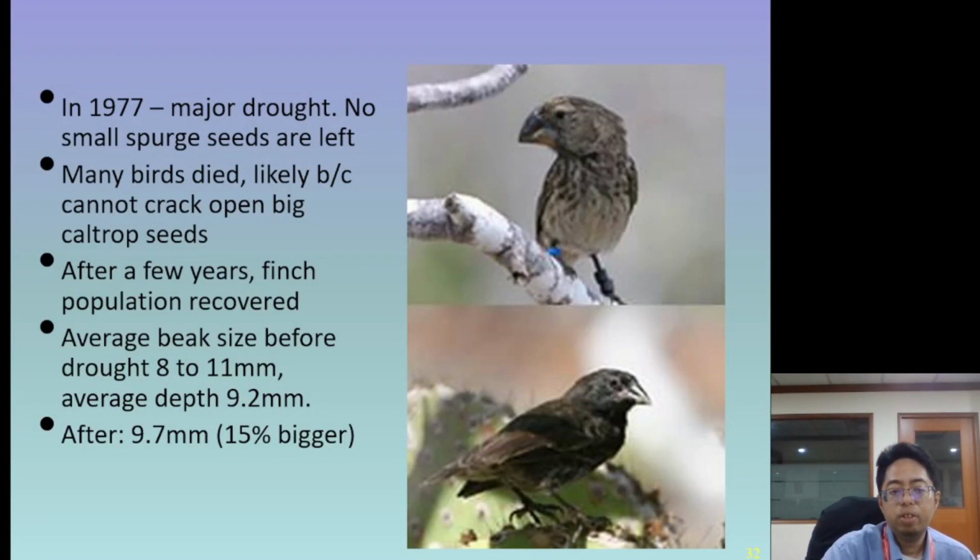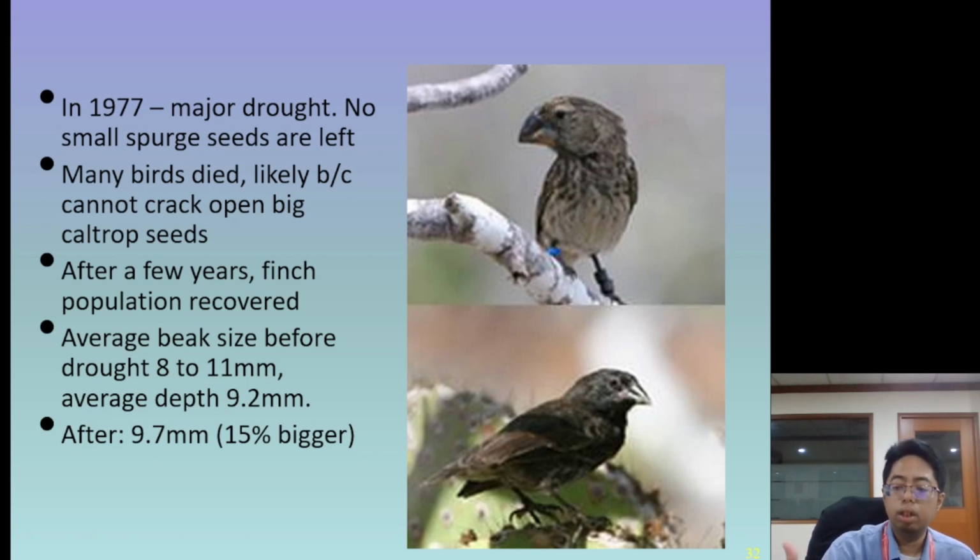In 1977, there was a major drought. No small spurge seeds are left, leaving only the caltrop. And this actually causes many birds to die because they cannot crack open the big caltrop seeds. After a few years, the finch population recovered. And what's left? You can see that during that time, a lot of the birds that survived have big beaks. Now 9.2 mm average depth, where the beak size was 8 to 11 mm. That means after that it is much larger, 50% bigger.